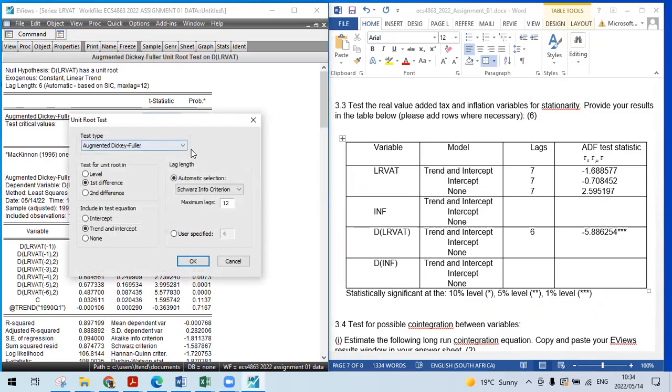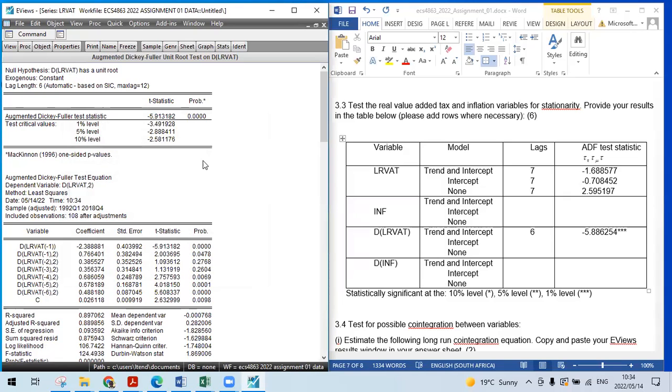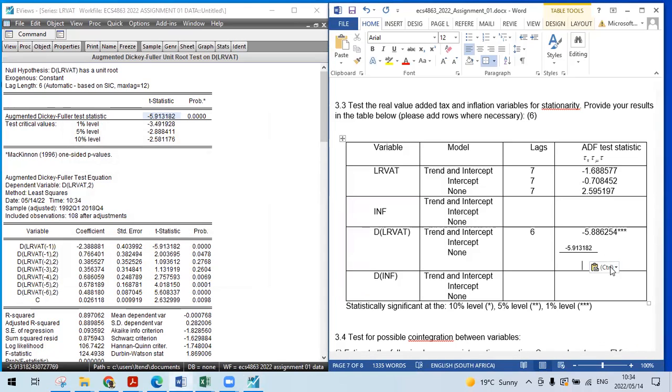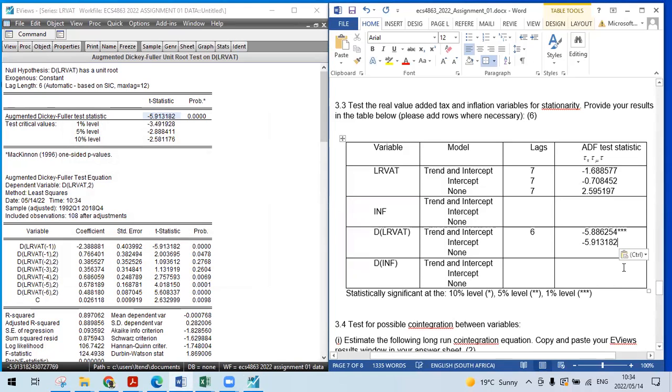Now I'm going to the intercept. We are still in first difference. Now we include intercept. We are seeing that it's -5.9 something. I have to put it here, right? 3 stars. It's less than all the 3, so 3 stars. And the lag is 6. Great.